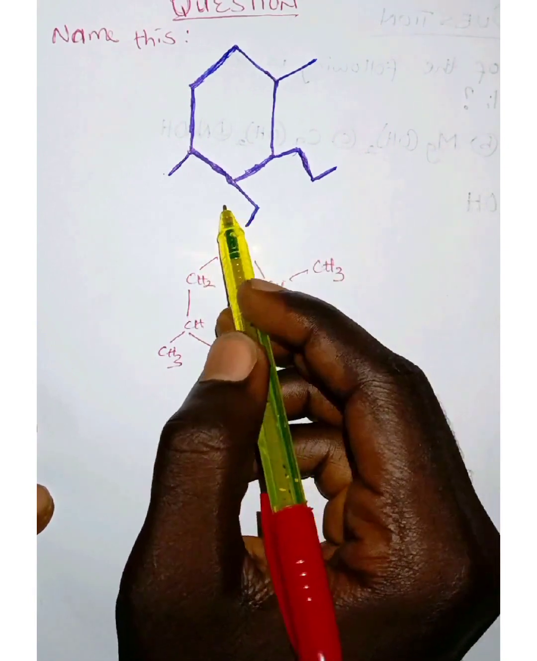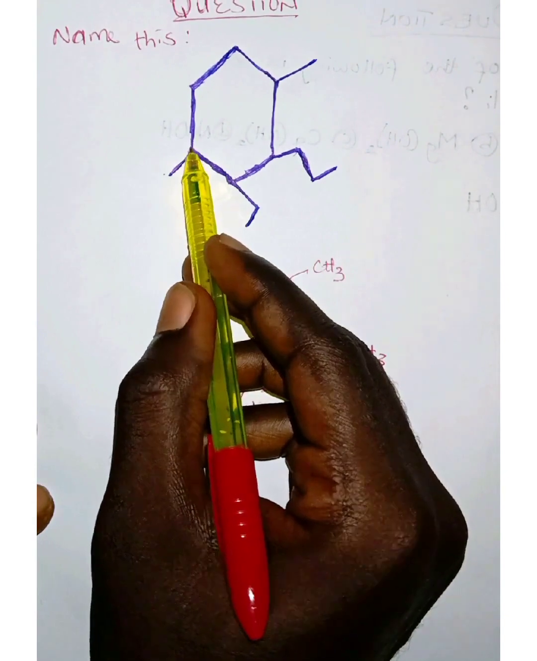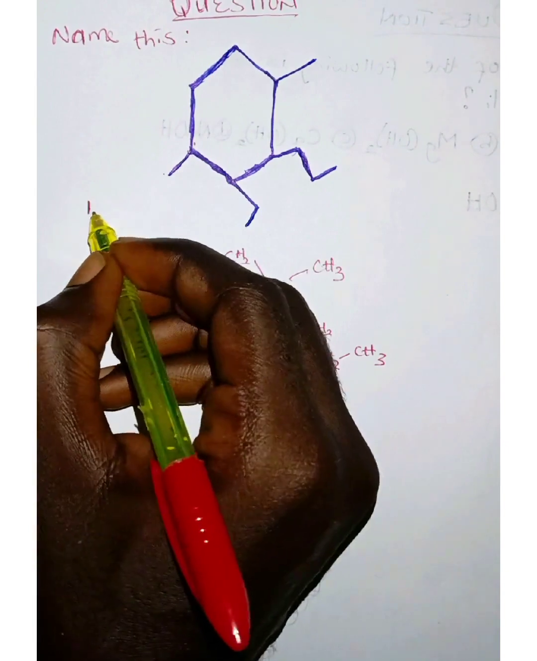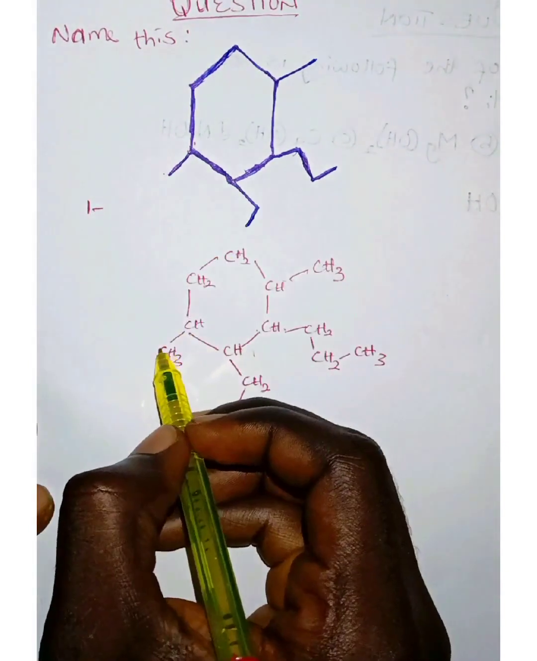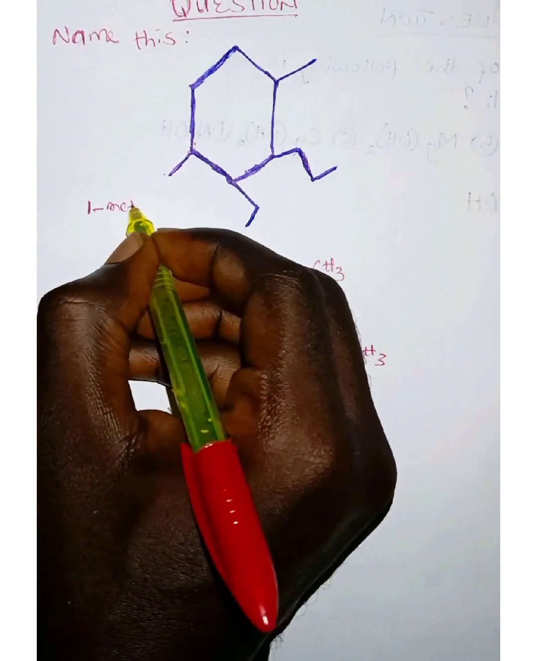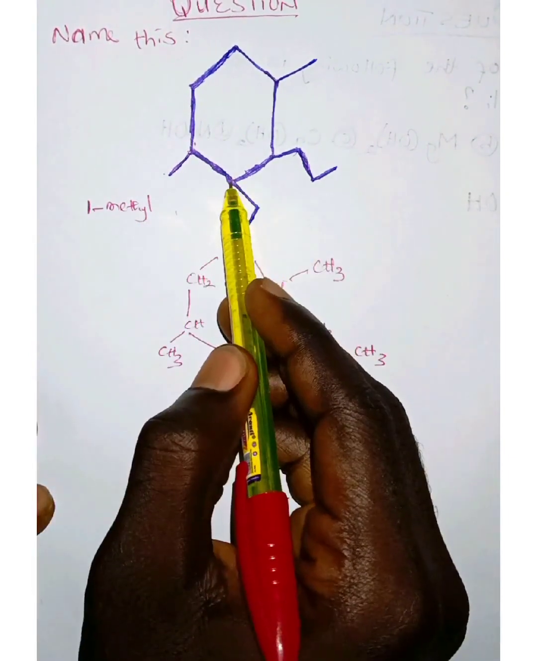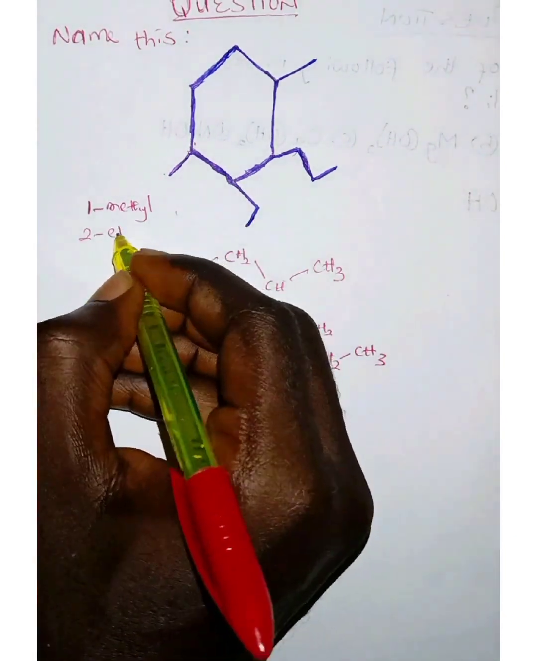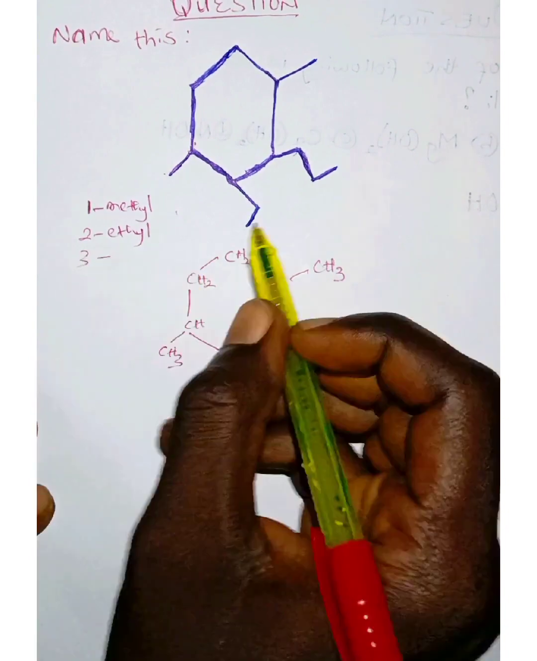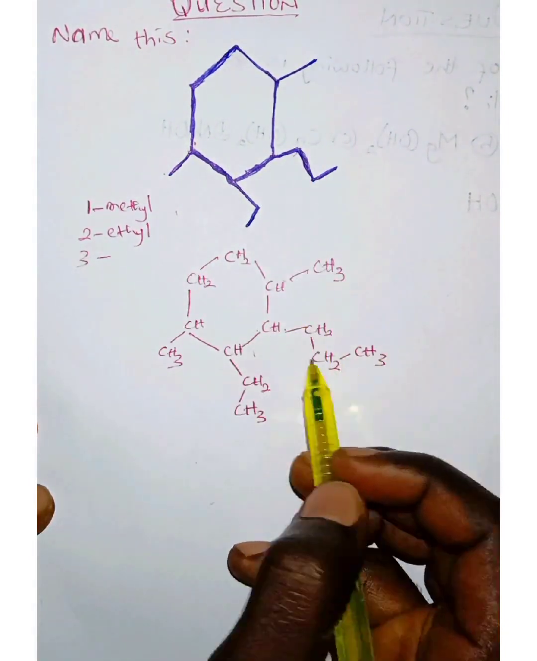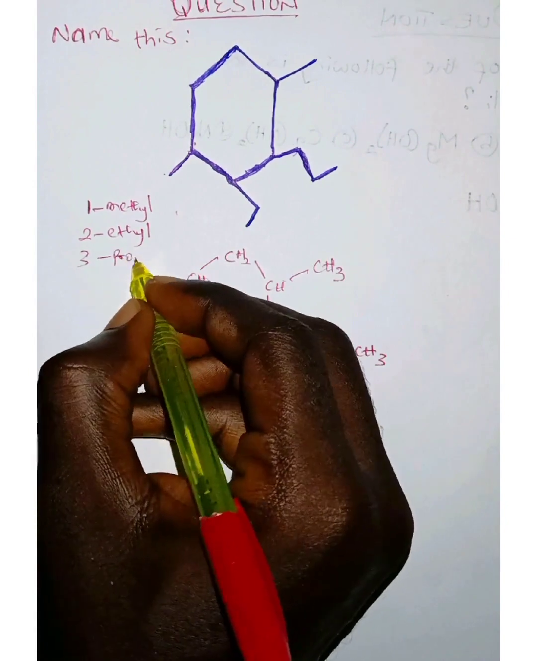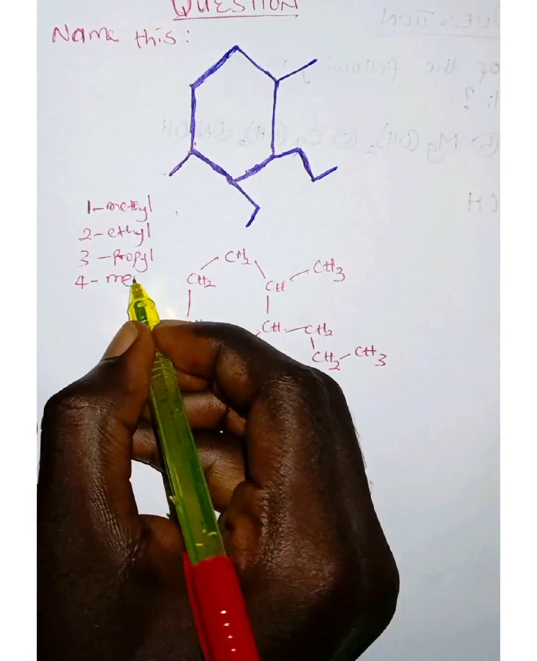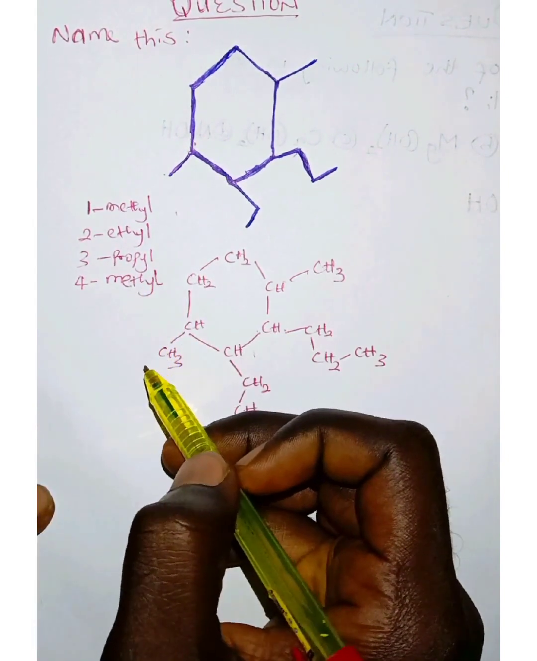First thing first, let's start counting from here as the first carbon atom. On the first carbon atom, we have a CH3 group, as you can see here. So this is methyl. And then on the second carbon atom, there is an ethyl substituent. On the third carbon atom, there are 3 carbon atoms as substituents, that's propyl. And then on the fourth carbon atom, there is a methyl substituent, right?